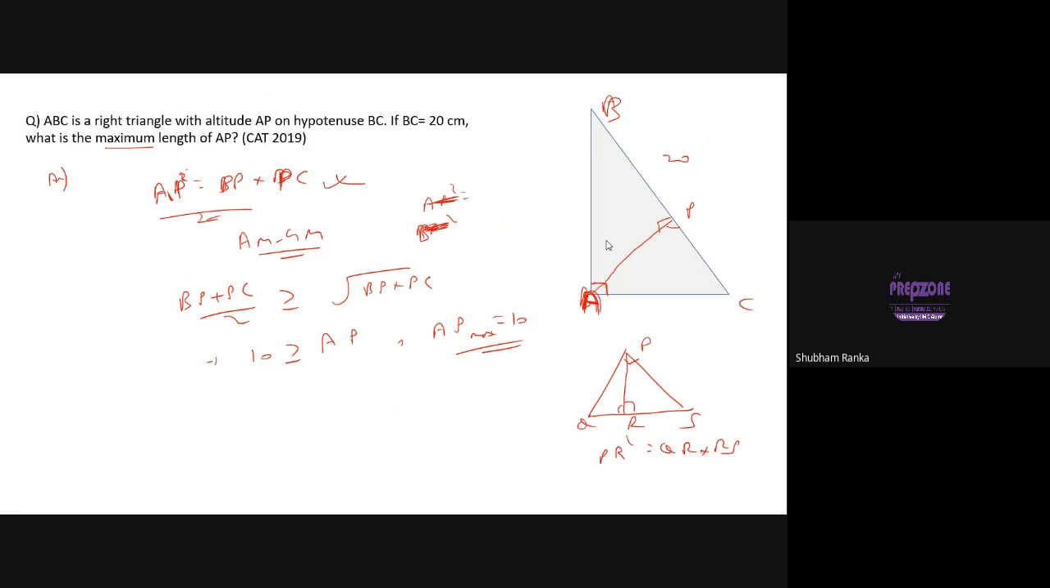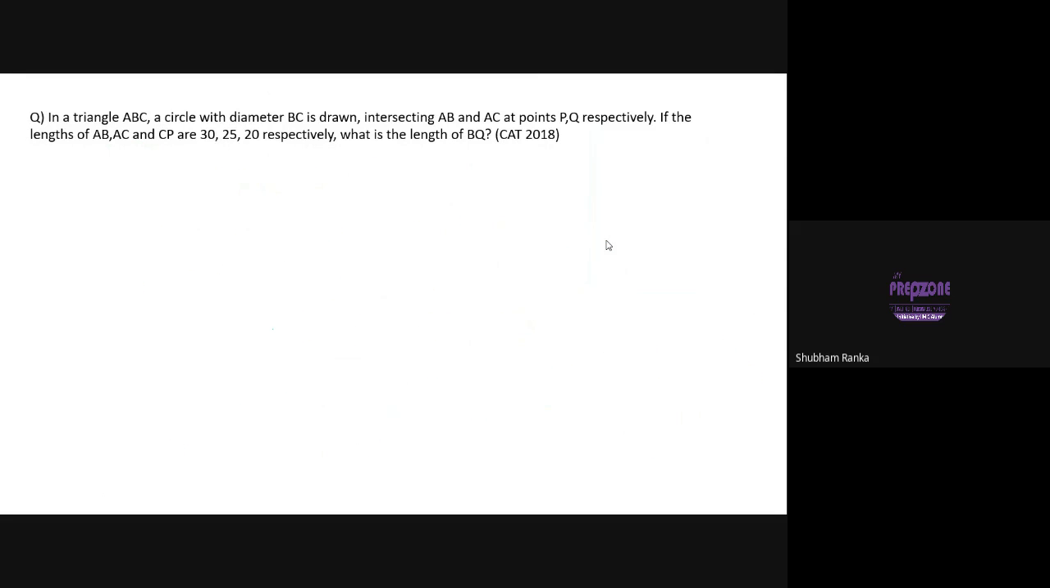Triangle ABC, a circle with diameter BC is drawn. And again, the purpose of this question is to show you what level of conceptual clarity or fundamental base CAT is expecting you to have. All of you must be knowing the concepts obviously, but in general, this is the way to apply it in an exam type of scenario or in a mock setup.